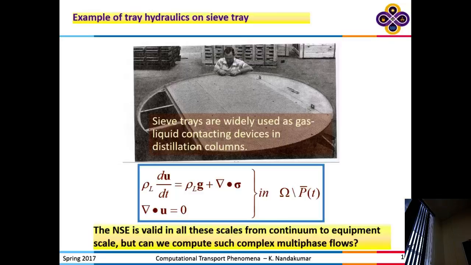So our goal is to then see whether we can predict this vapor liquid flow across such a tray. And you see this is about probably 20 feet diameter. You can see the scale with respect to the man that's standing there. The secret to that is all contained in this equation. Anybody recognize what that equation is?